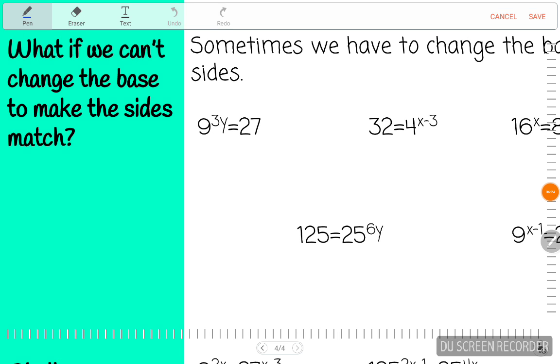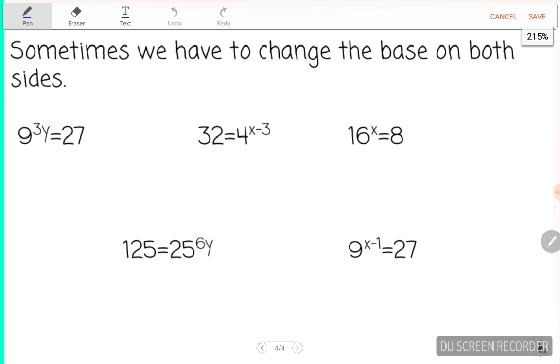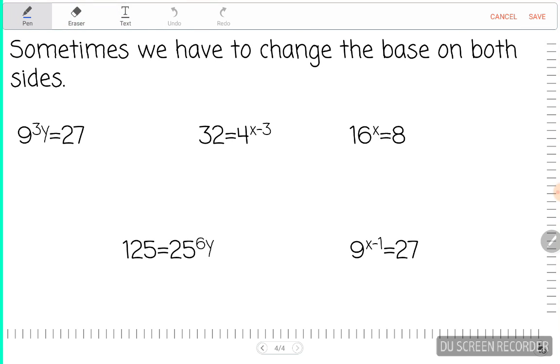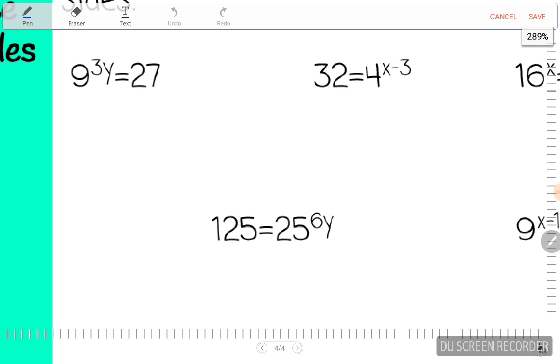Alright, the final type of problem that we'll have to deal with is when we can't change the base to make the sides match. So sometimes we have to change the base on both sides. For example, here I can't write this as a 9. 27 is 3 times 9, but that's not like 9 squared, right? It has to be like 9 squared, 9 cubed, and I can't do that.